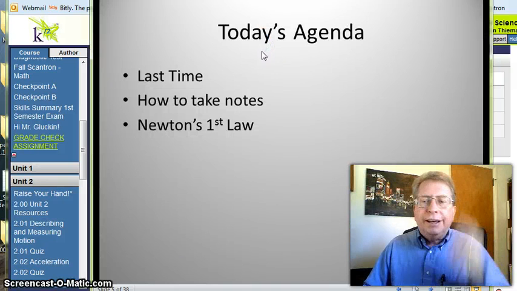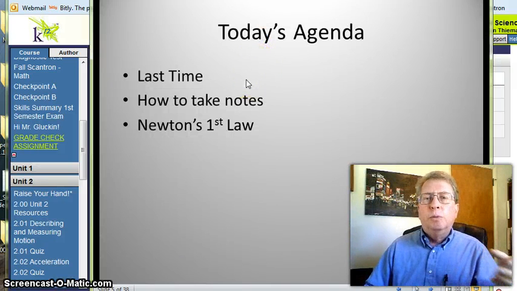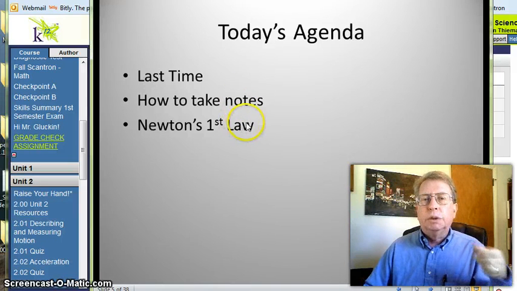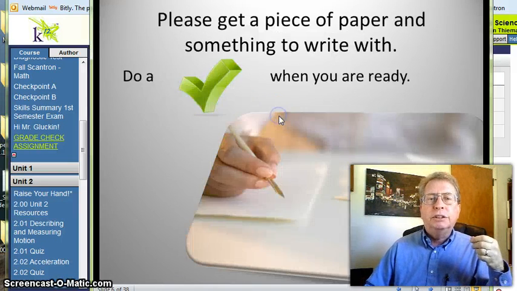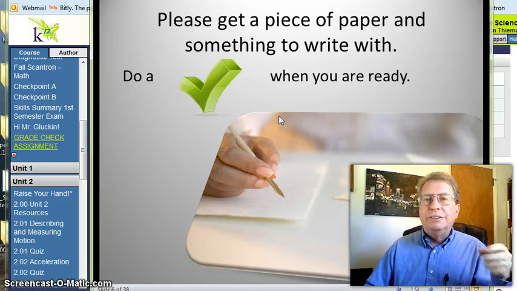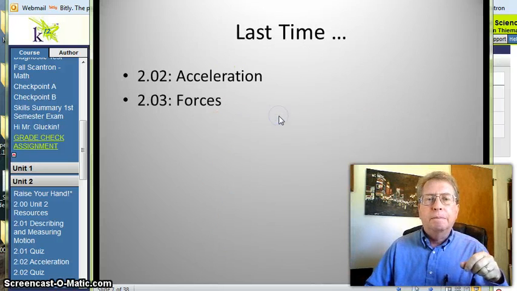Here's what we're going to do today. We're going to review a little bit of what we did last time. We're going to talk about how to take notes for your science class, and we're going to learn about Newton's first law of motion. So get out that piece of paper and something to write with, or you can type notes into your computer right now.